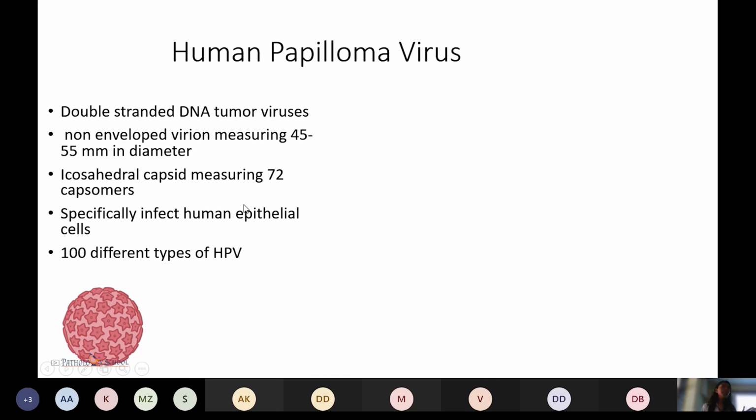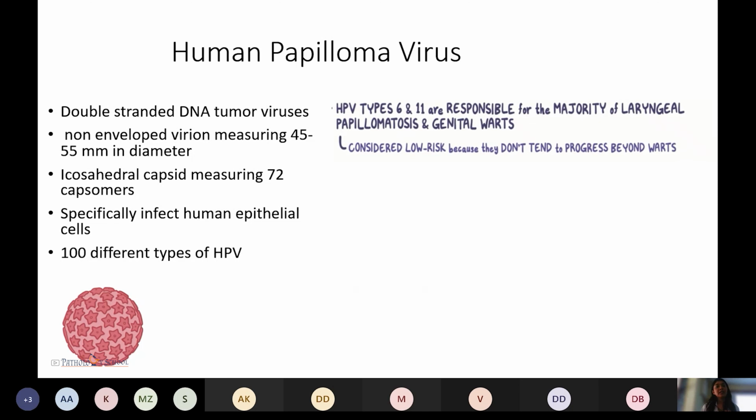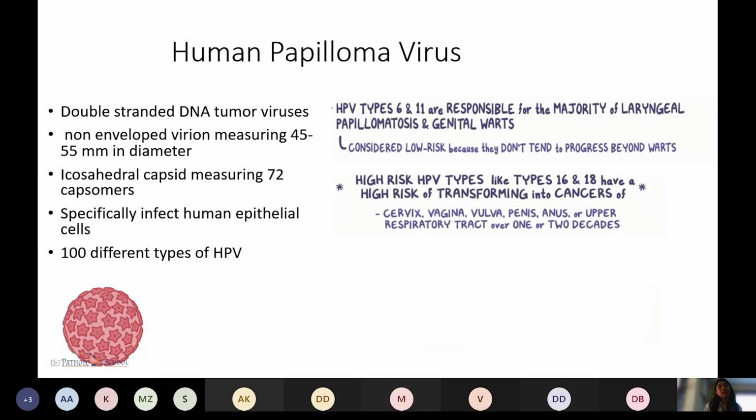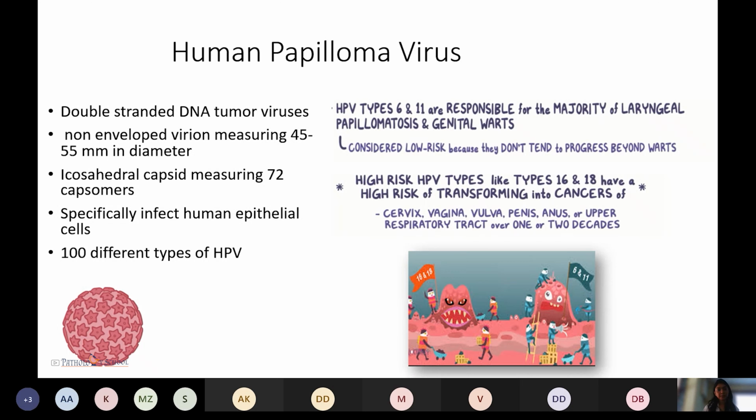Till now, 100 different types of HPV have been found. Of these, 40 different types of HPV affect the cervix, with high risk types and low risk types. The most common ones that we know are types 6 and 11, which are responsible for the low grade lesions, and they are responsible for the majority of genital warts. They are considered low risk because they do not tend to go beyond the warts. The high risk types, as we all know, are 16 and 18. They have a high risk of transforming not only into cervical carcinoma but also into carcinoma of the vagina, vulva, penis, anus, and upper respiratory tract over a period of 1 to 2 decades.